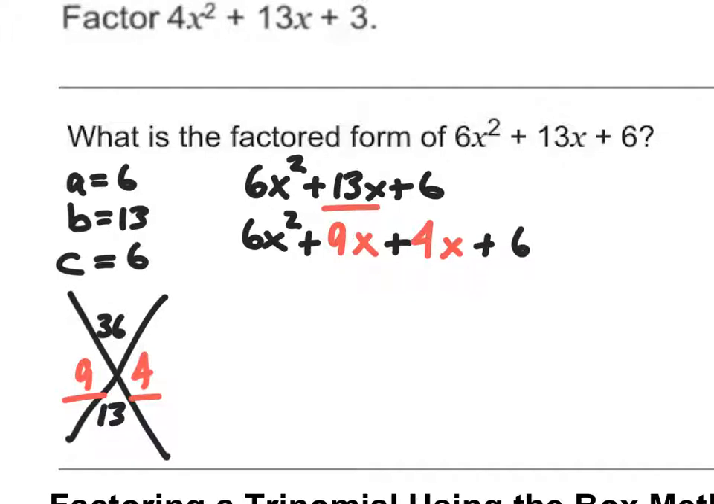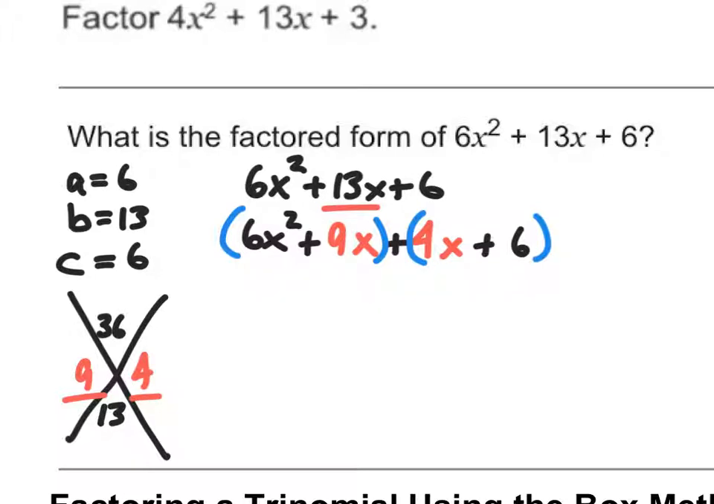Okay, now what I want to do is I want to group these. I'm going to group the 6x squared and the 9x. I'm going to group the 4x and the 6. Okay, and so what can I factor out of the 6x squared plus 9x?